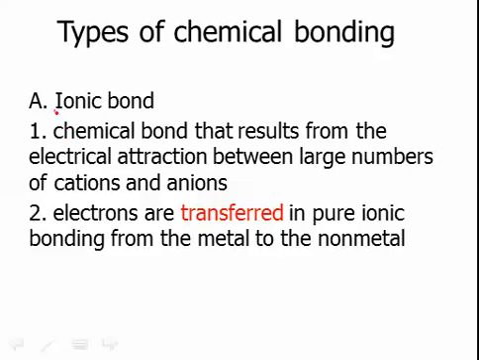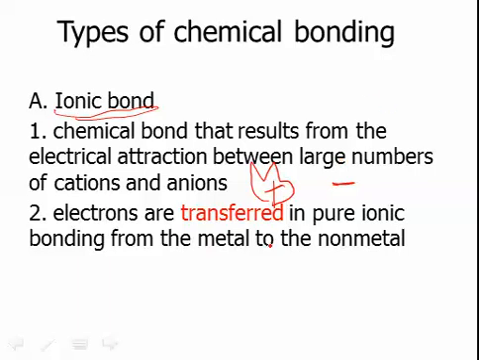And the first type is an ionic bond. The big thing to remember is this is a chemical bond that results from the electrical attraction between large numbers of cations and anions. I don't have a drawing for anions. Just remember those are negative. So the positive cations are attracted to the negative anions, and it makes a very strong bond.